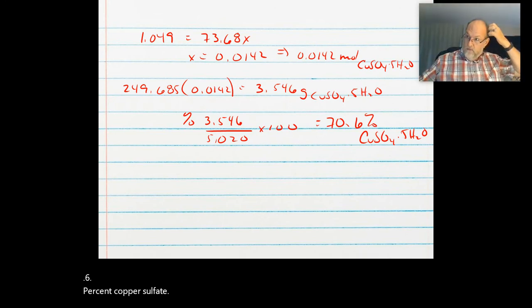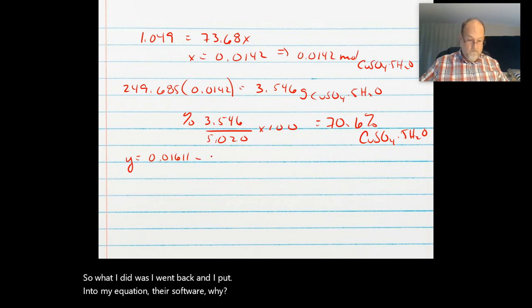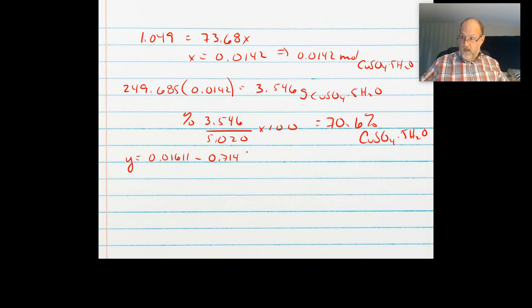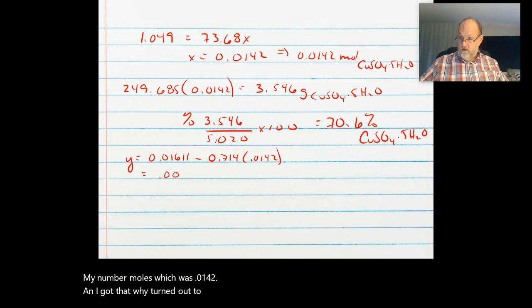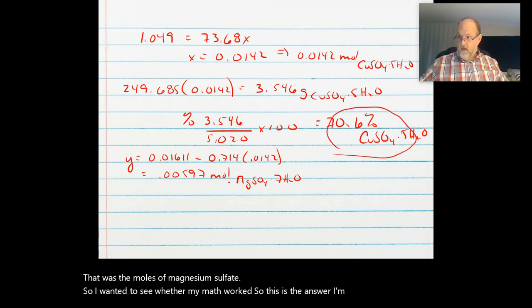Now, I just wanted to make sure that I did this right. So what I did was I went back and I put into my equation that I solved for y, for x, I put in my number of moles, which was 0.0142. And I got that y turned out to be 0.00597 moles. That was the moles of magnesium sulfate. So this is the answer, but I'm just checking my work now. Let's see whether my math worked.